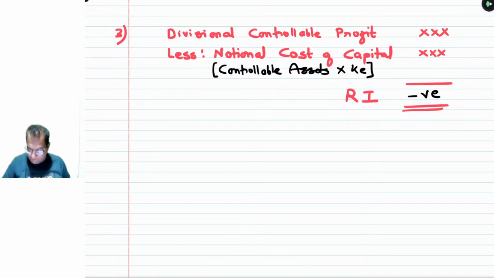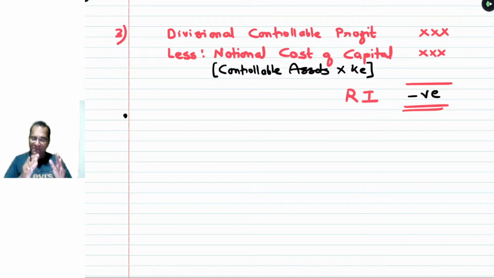एडवांटेज नहीं, इसके पहले जस्ट अ मिनट यहां पे लिखिए: डिविजनल कंट्रोलेबल प्रॉफिट, divisional controllable profit and divisional controllable assets calculation are 100% same, again as done in ROI.